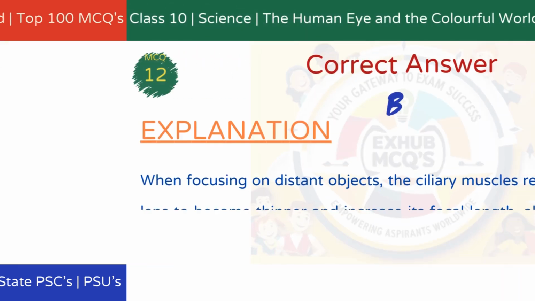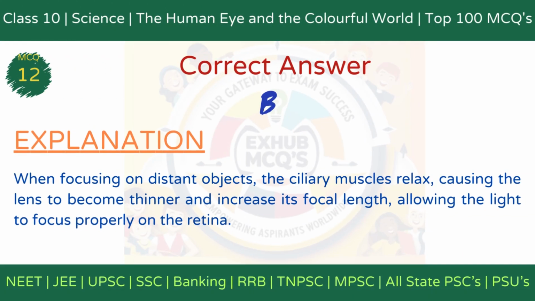The correct answer is option B, becomes thinner. Explanation: when focusing on distant objects, the ciliary muscles relax, causing the lens to become thinner and its focal length to increase. This adjustment allows the eye to focus light properly on the retina.